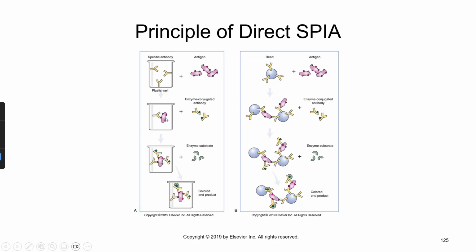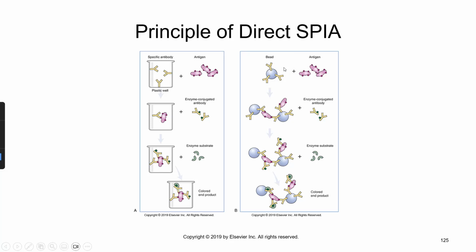to the patient sample. Then you have an enzyme conjugated antibody. So you have this antibody that is conjugated to an enzyme, and we're going to add that in there. Now, if the patient sample bound to that first antibody, this second antibody is then going to bind because the antigen is still there. Now, we add the substrate, and when the substrate is added, that enzyme that was on top of the antibody is going to cleave that substrate and produce a color change.